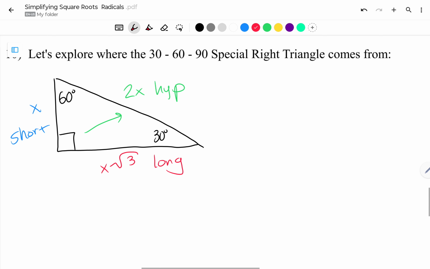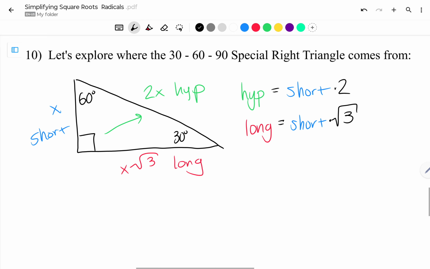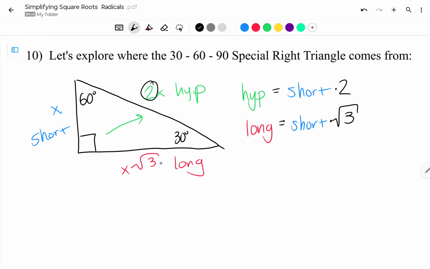And the formulas are hypotenuse equals short times 2. And then the long leg equals short times root 3. So where does this 2 come from and where does this square root of 3 come from? Let's kind of look at that in this problem here.